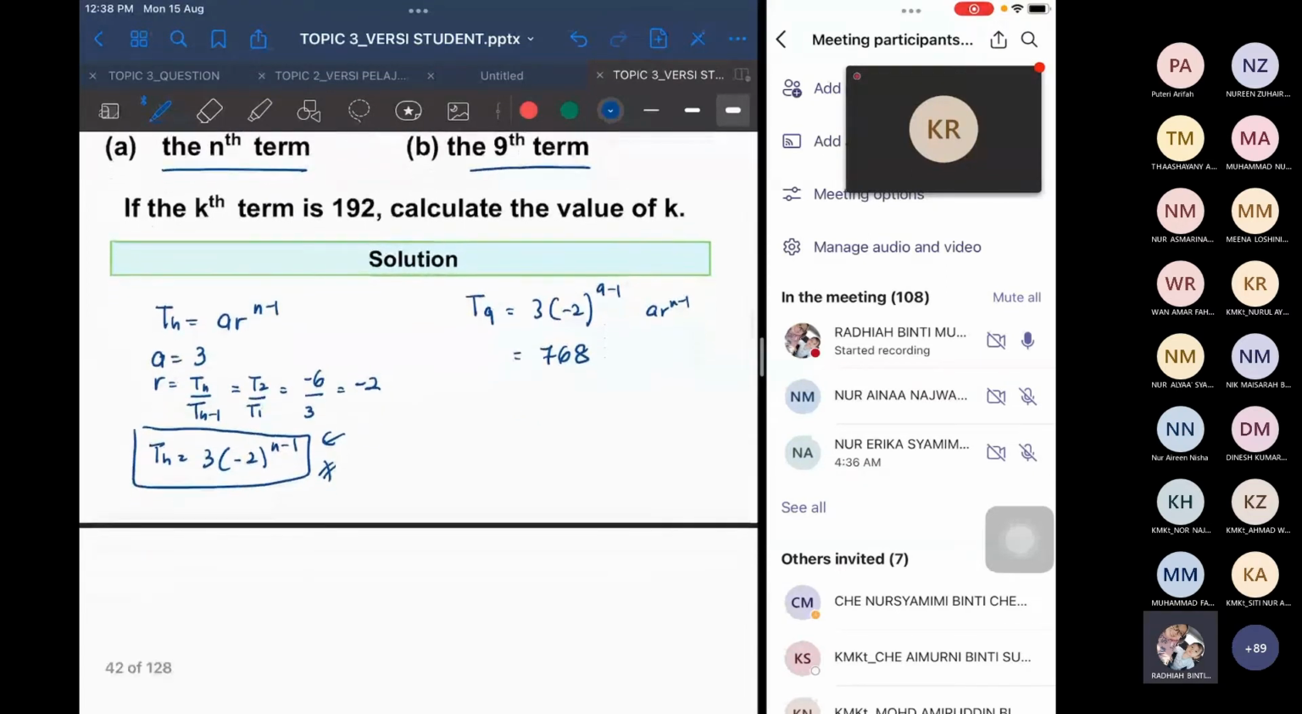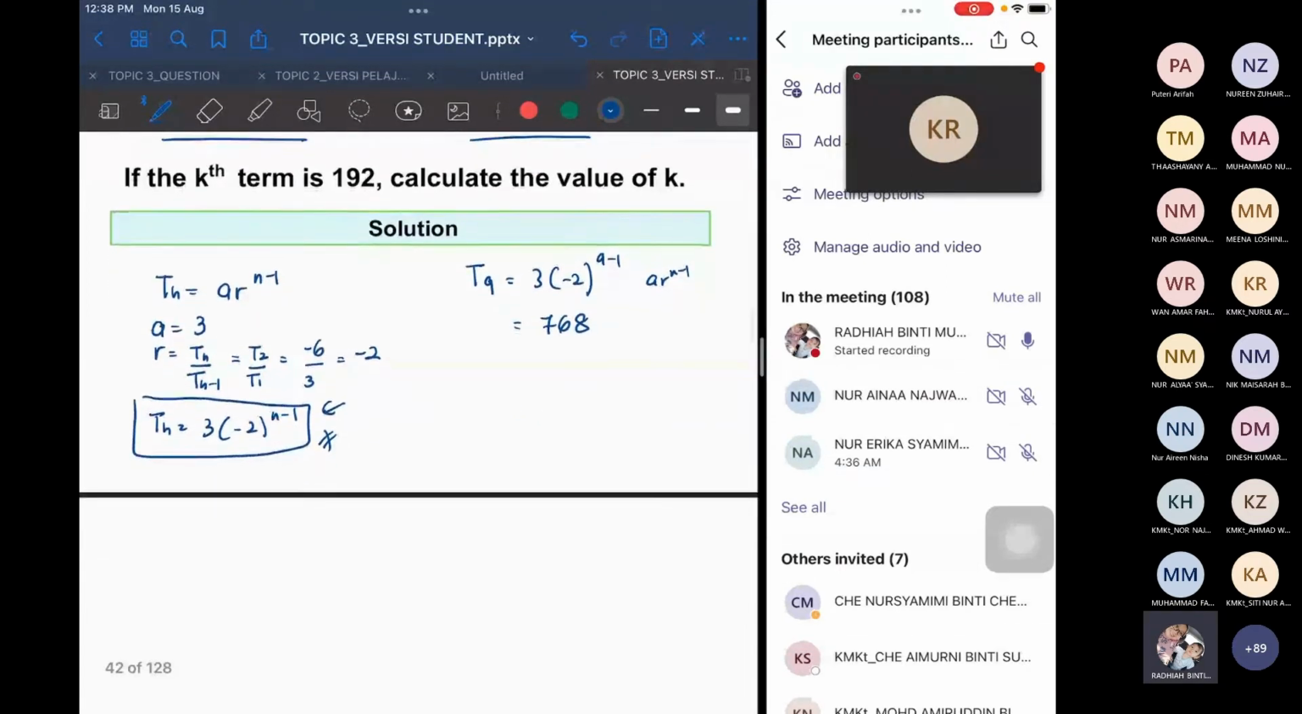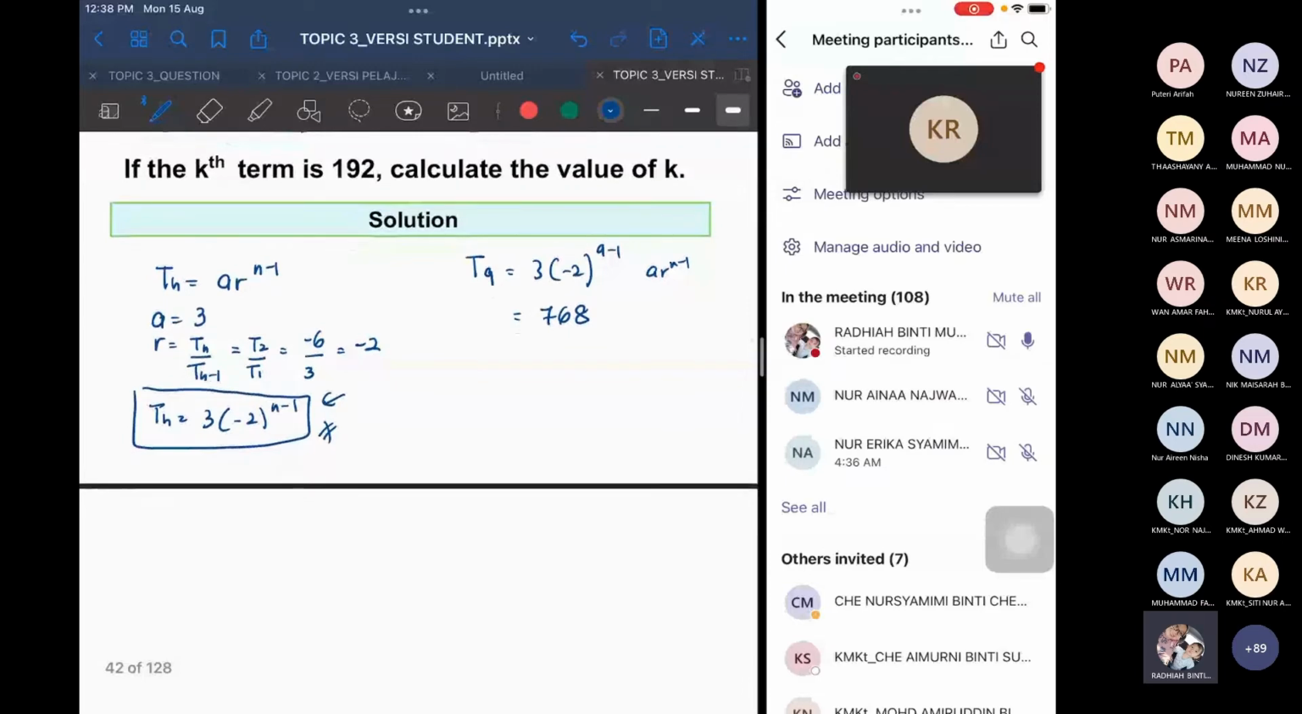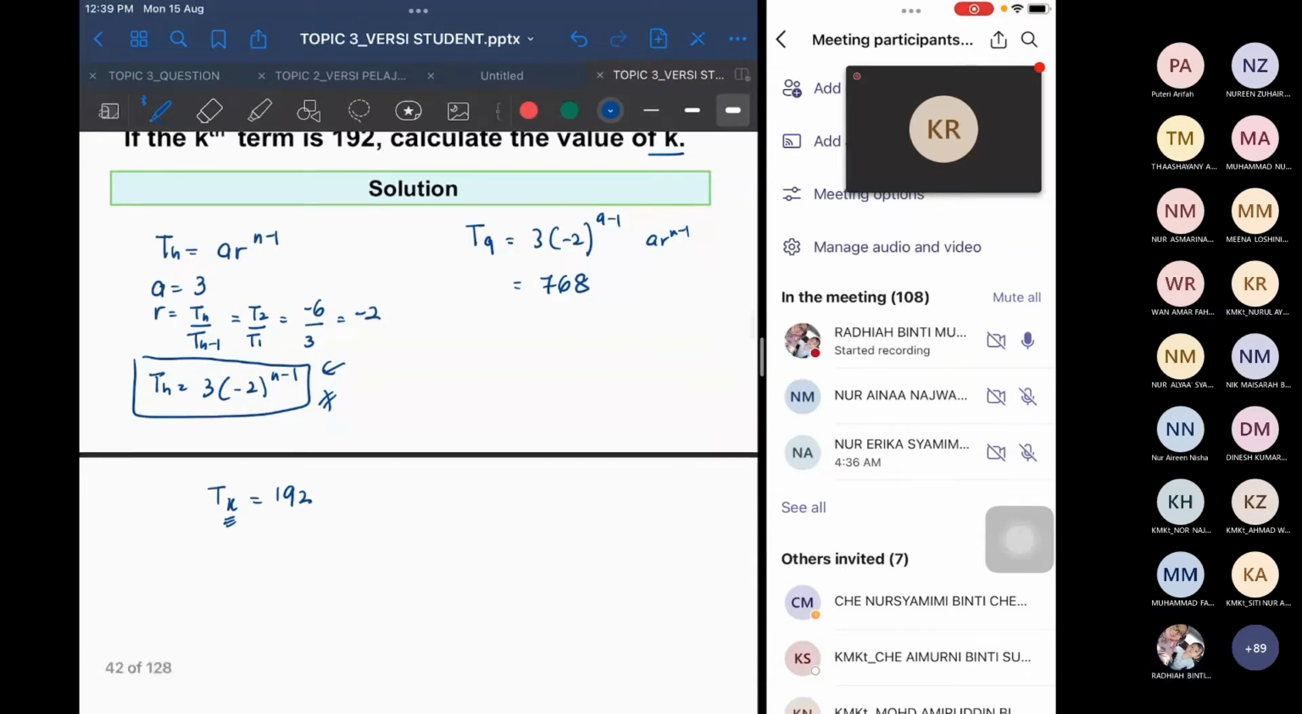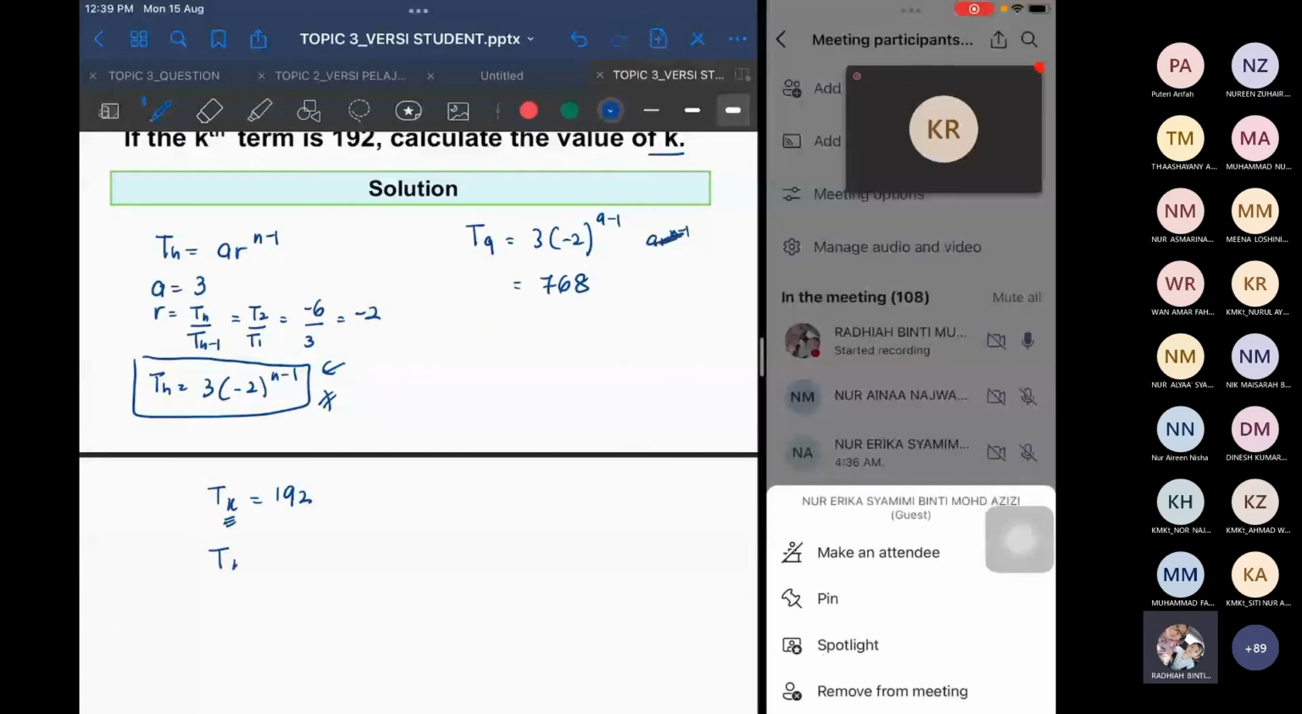Okay, untuk yang seterusnya dia kata if the K term is 192, calculate the value of K. So dia dah bagi dah, dia kata term yang K tu nilai dia 192. Okay, so sekarang ni dia nak suruh kita cari apa value K tu. Okay, so kita tahu kita punya formula n term kita adalah ARN minus 1 tu kan. Okay, so dia punya formula sama lah.